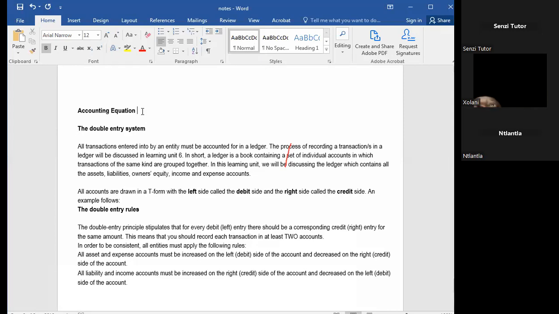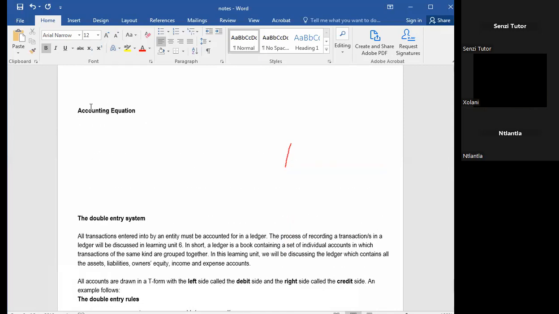The accounting equation is the mathematical equation whereby assets equals owner's equity plus liabilities. This is our accounting equation. It is called a mathematical what? Equation. Assets equals owner's equity plus liabilities.